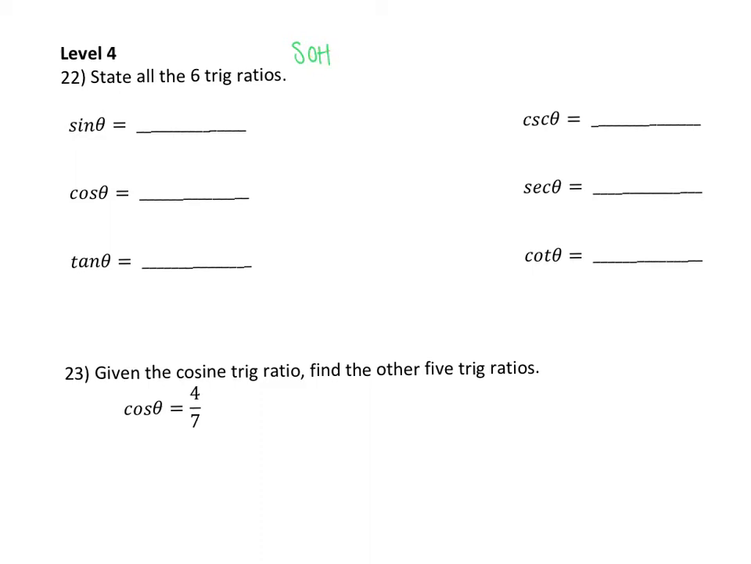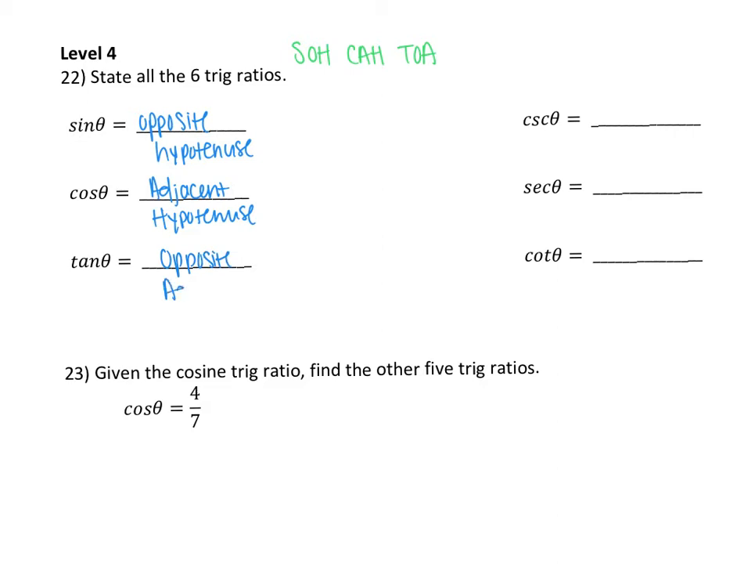So here's the sine: opposite over hypotenuse. Cosine is CAH, which is adjacent over hypotenuse. And then our last one here is tangent. So tangent, or TOA, is opposite over adjacent. So I'm going to put opposite first here, and then adjacent.